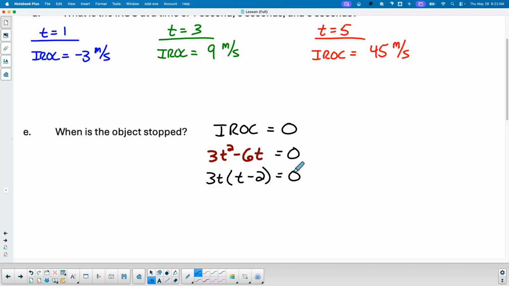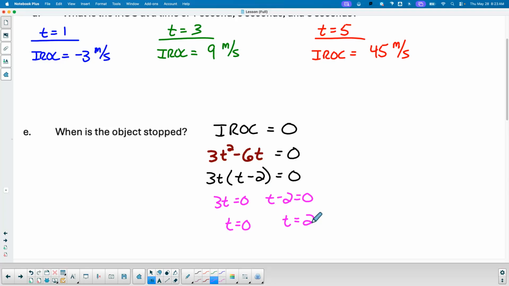Set the factors equal to 0 and solve, right? So I get t equals 0, and I get t equals 2. Okay? So now, let's talk about the motion of our object.